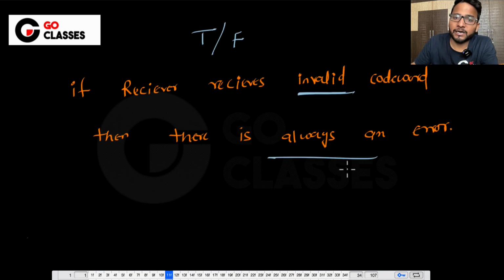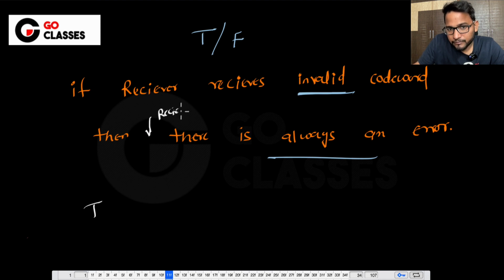Okay, to make it clearer, let's answer this true or false question. If a receiver receives an invalid code word, then there is always an error. Is this true or false? What do you think? If the receiver is receiving an invalid code word, then the receiver can actually detect that this is invalid, so it will say there is an error. So yes, if it is an invalid code word being received, then there is always an error.